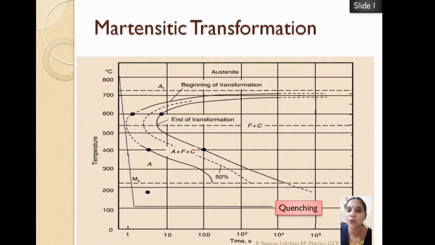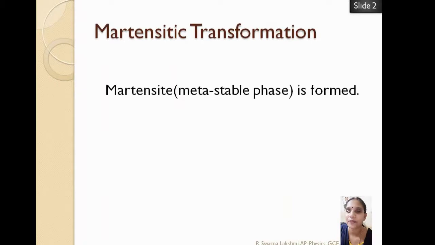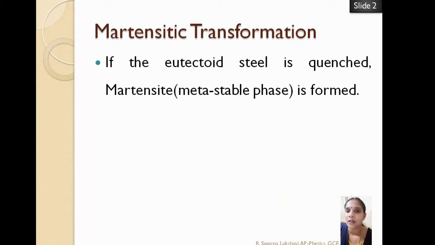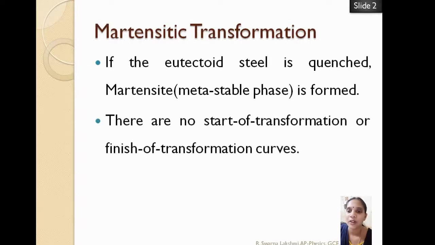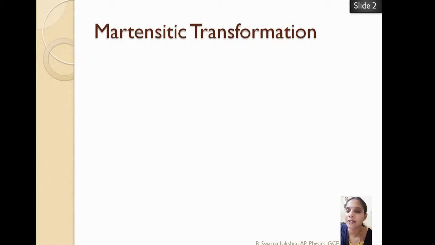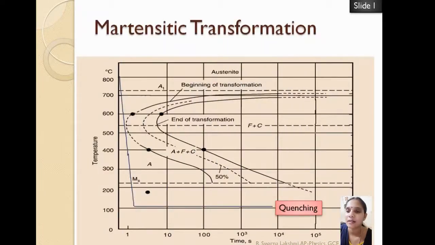It results due to quenching. Quenching is very rapid cooling, and it results in a microstructure called martensite. If the eutectoid steel is quenched, martensite, which is a metastable phase, is formed. You must note that if the eutectoid steel is quenched, then a metastable phase called martensite is formed.